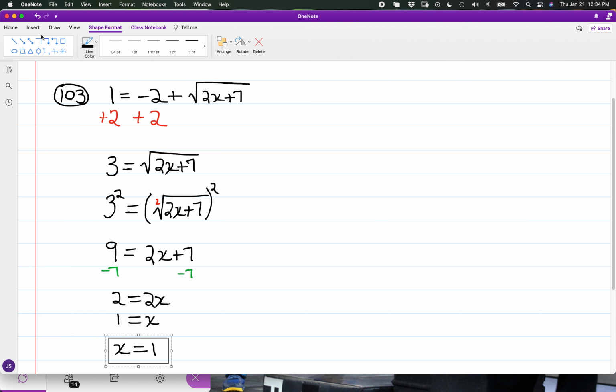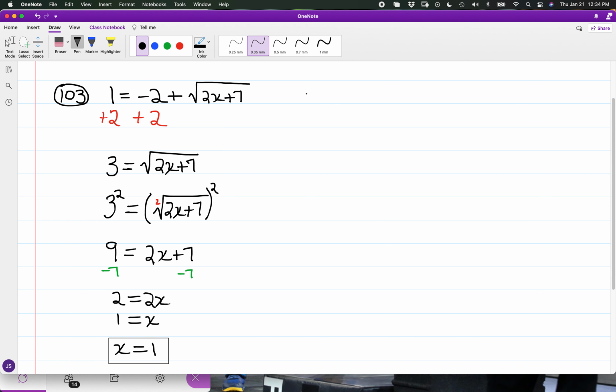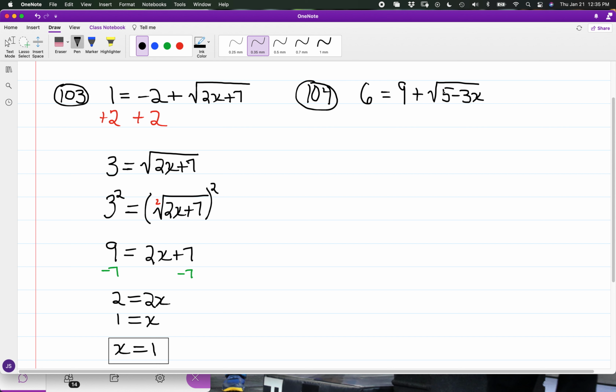Now for what we have in 104, okay, we have another radical equation. And for this one, we have that 6 is equal to 9 plus the square root of 5 minus 3x. Okay, so the setup is pretty much introduced like what we had presented in 103.